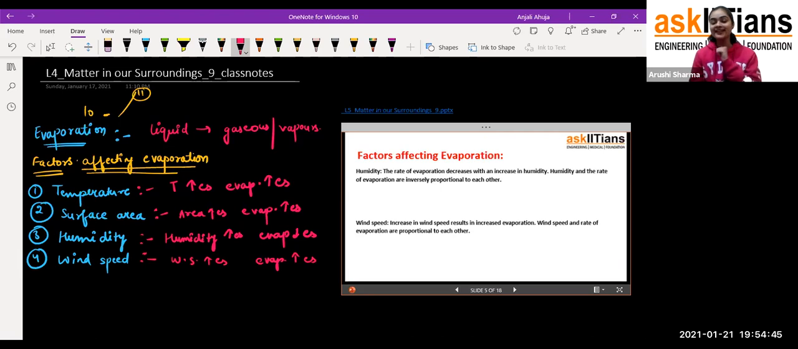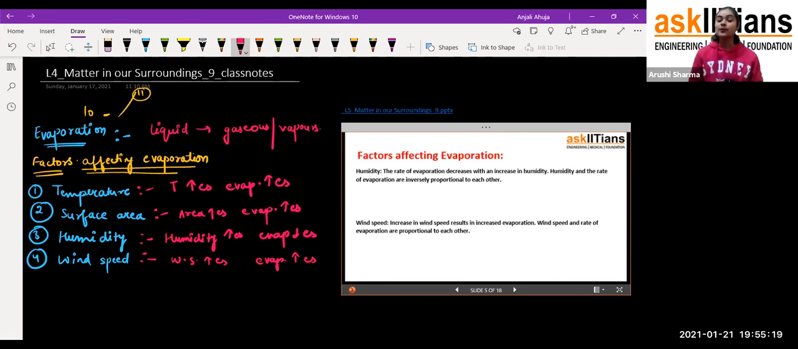Okay, now I want to ask you one question. Have you ever seen that when we apply nail paint remover over our hand, we feel cool at that particular portion? Why do we feel like that? Or in the summer season, why do we want to wear cotton clothes and not woolen clothes? Why is that?